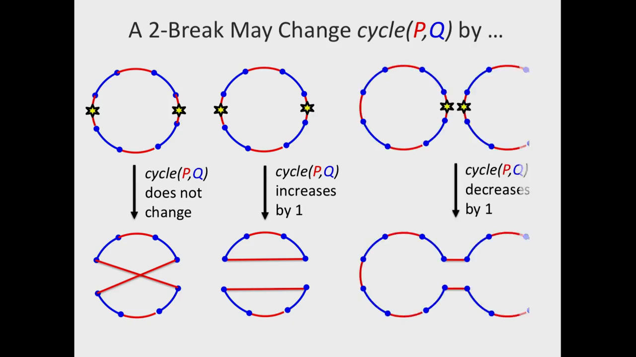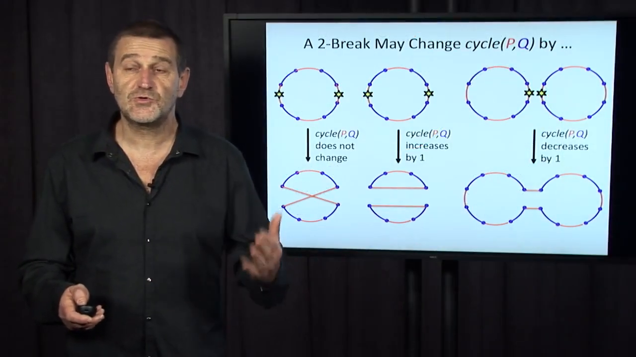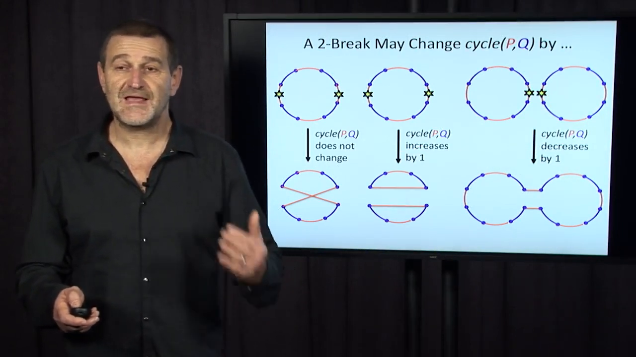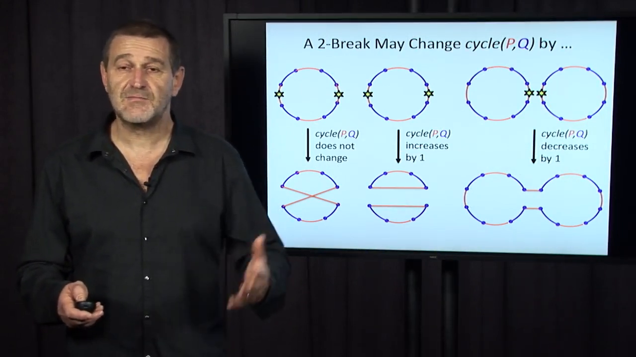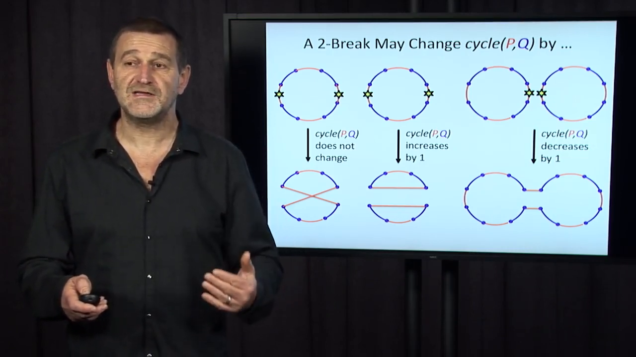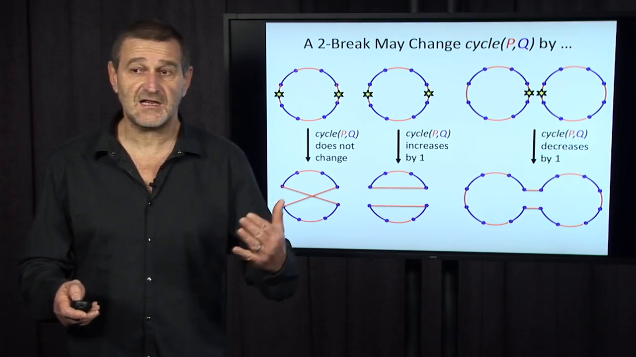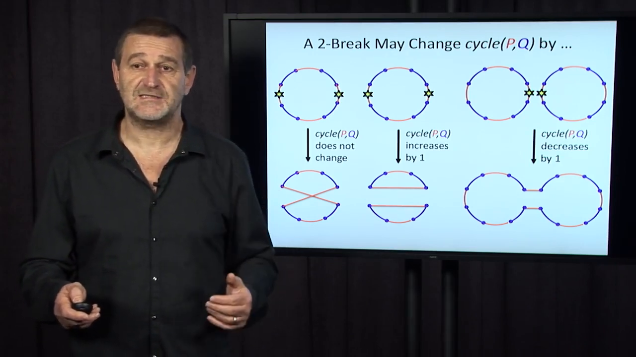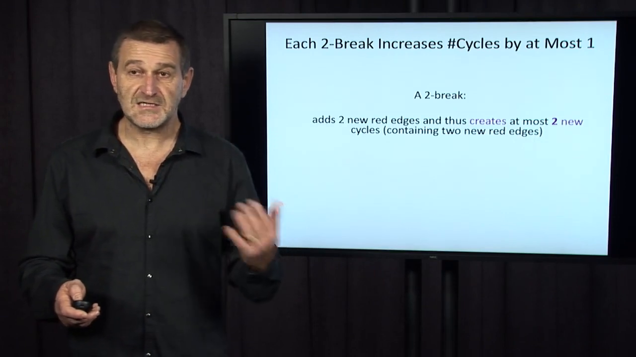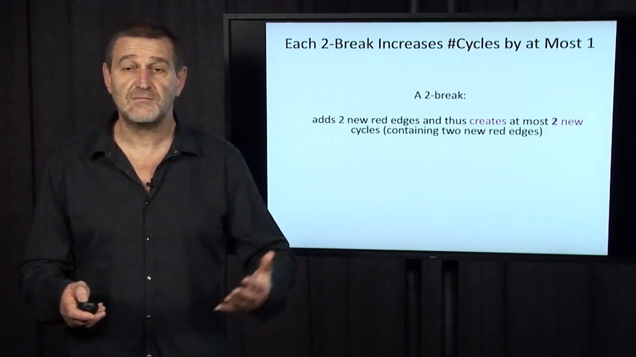And now let's consider the case when two removed red edges belong to two different cycles. You can see that in this case, it doesn't matter which two red edges replace these removed red edges, the cycle number doesn't increase. Actually, the cycle number decreases by 1 in this case. And therefore, each two-break increases the number of cycles by at most 1.